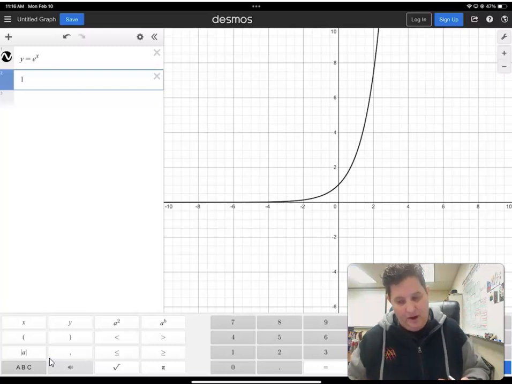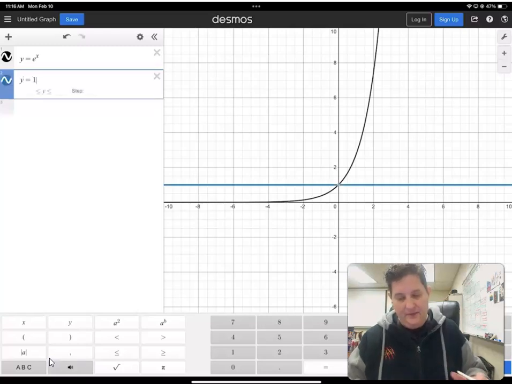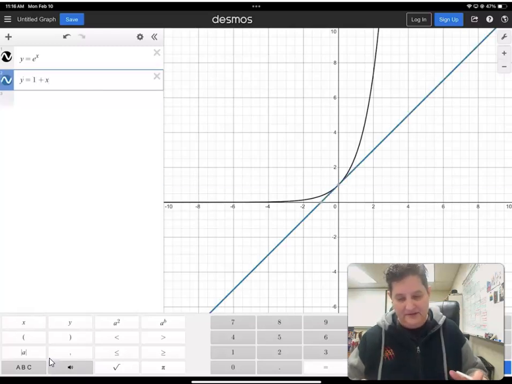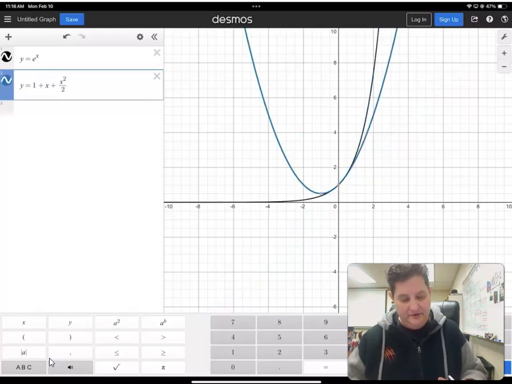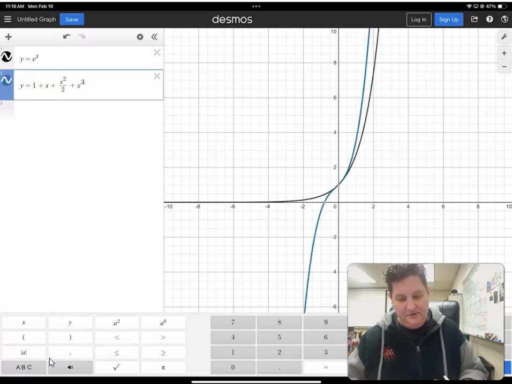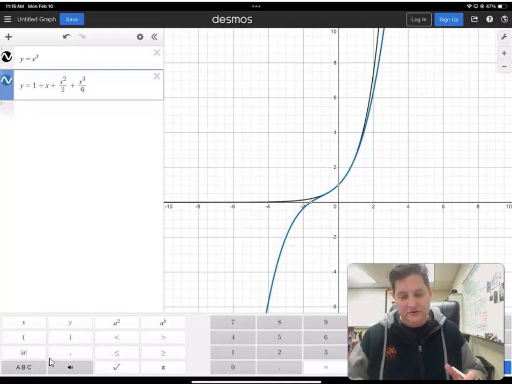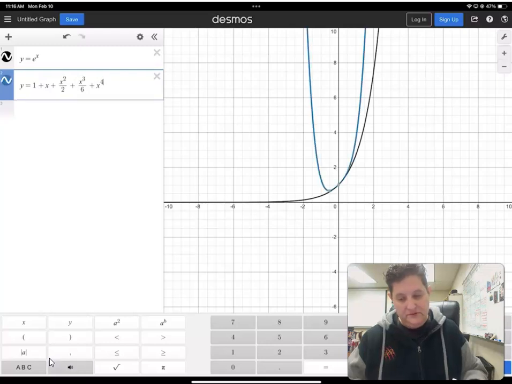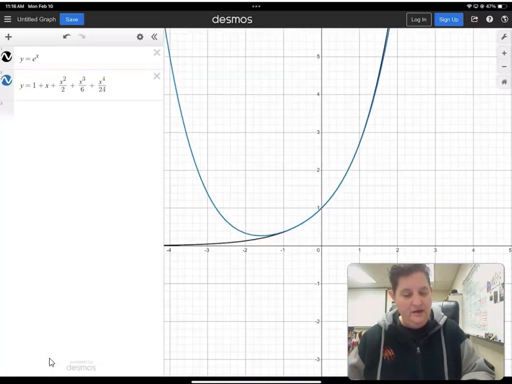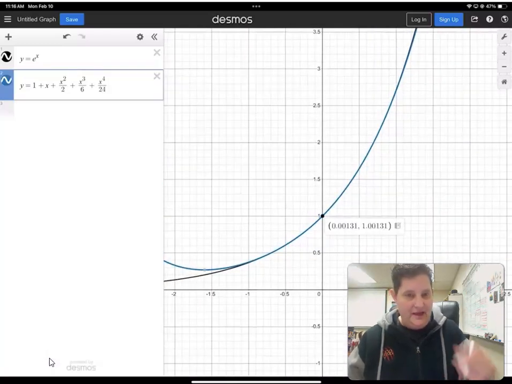Let's look at this. So 1, I forget I have to put y equals, right? And then remember when we go plus x, it's a little bit closer. Plus x squared over 2 factorial, plus x to the third over 3 factorial, which is 6, plus x to the fourth over 4 factorial, which is 24. Okay, and this polynomial is centered at 0.